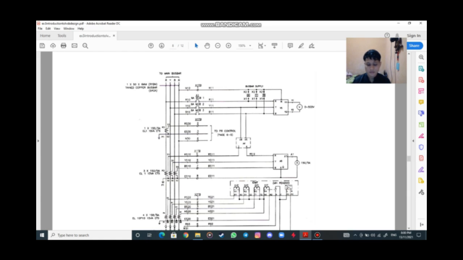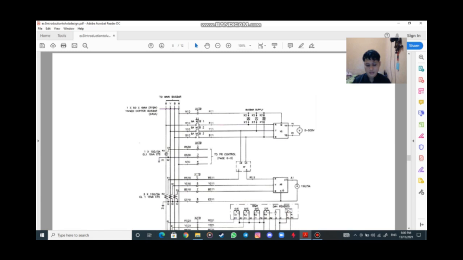It is the same for the voltage selector; its function is the same too. And the last one, we have the bus bar supply here, and it is near the load. Okay, that's all from me. Thank you.